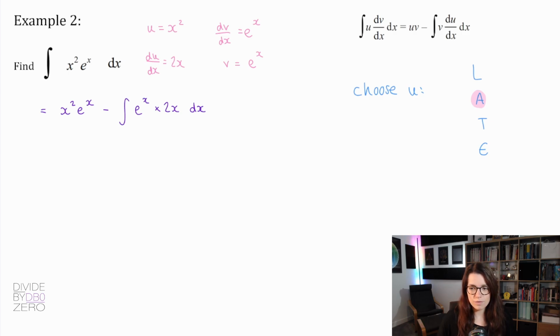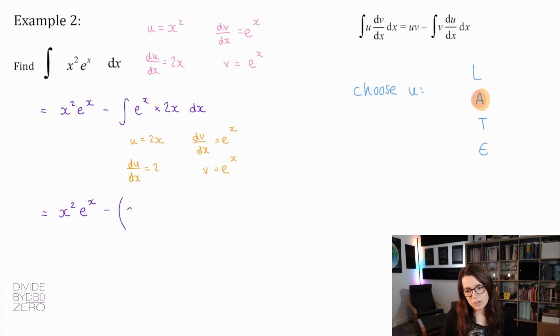So looking at the two functions we have here, exponential and algebraic, looks like we should choose the algebraic one to be u again. So underneath this, I would say u equals 2x this time, and dv/dx is e to the x. du/dx therefore is 2, and v is e to the x. Now, just got to be really organized with this. So I'm going to copy down the x squared e to the x from the line above, and then I'm going to do a minus, big brackets, and then do this integration by parts formula here.